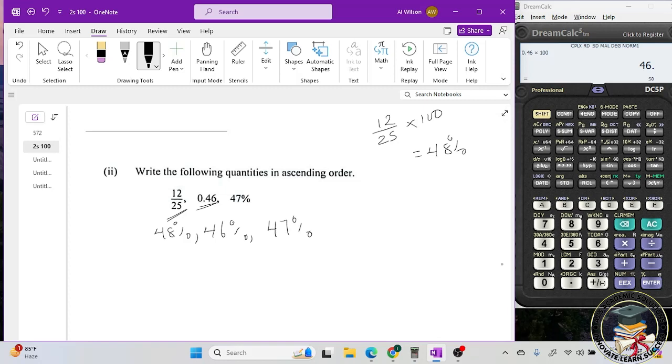From this, what we need to do now is write them in ascending order. We'll start with the smallest and move to the largest. We're not writing the percentages, we need to write the actual values we're given. So we'll have 0.46, then 47%, then 12 divided by 25.